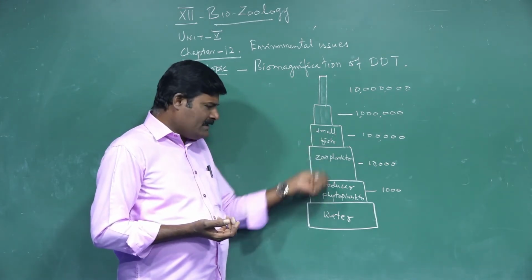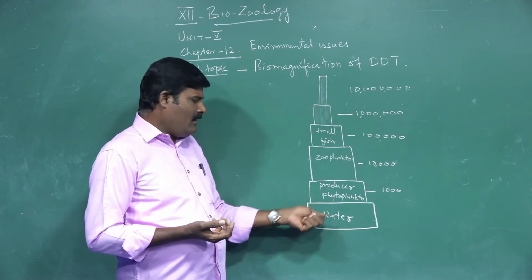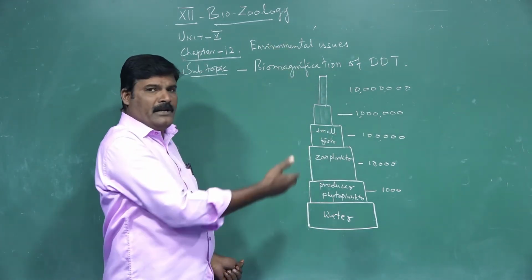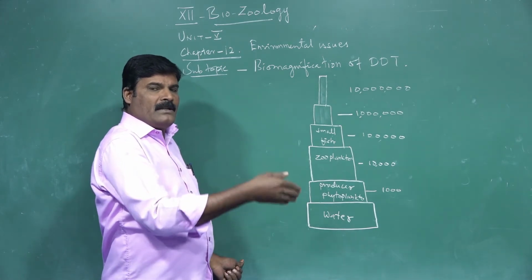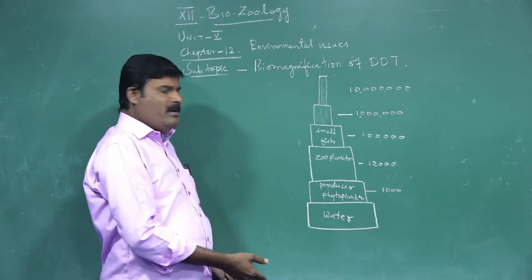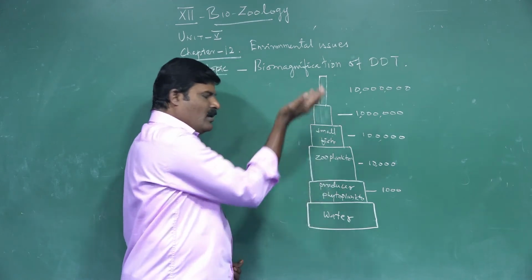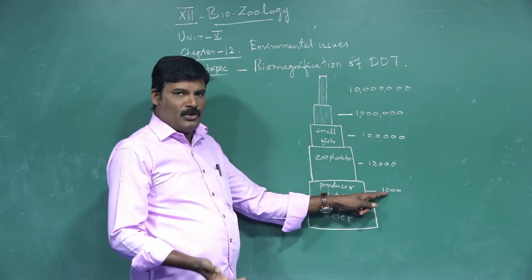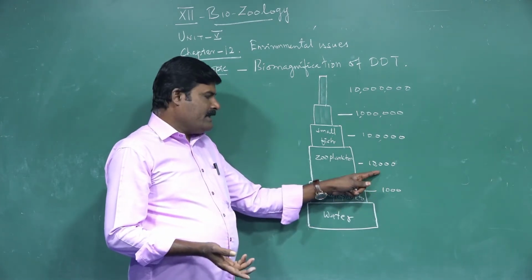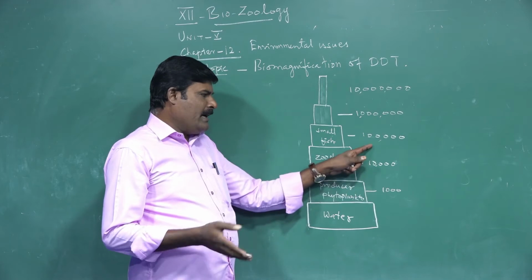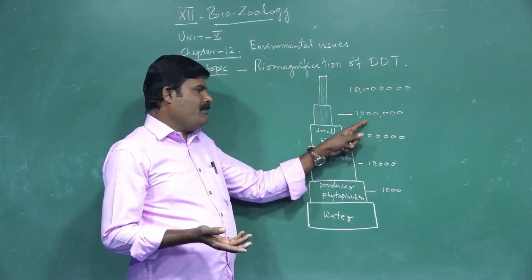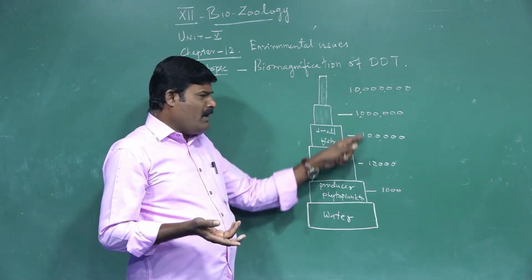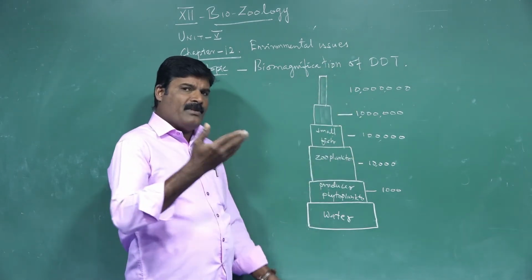So the concentration of this DDT level increases enormously. For example, DDT and mercury are important things that are more harmful. It increases from one trophic level to another trophic level. The concentration of DDT in the producer level is only 4,000. It is easily 10,000 in zooplankton. It becomes 1 lakh. It becomes 10 lakh. It becomes 1 crore. So these are accumulated at successive trophic levels.